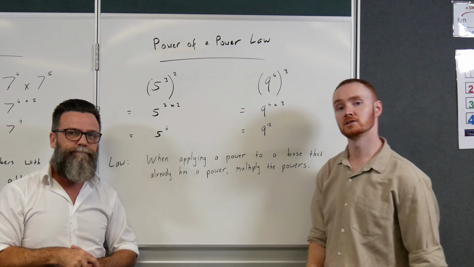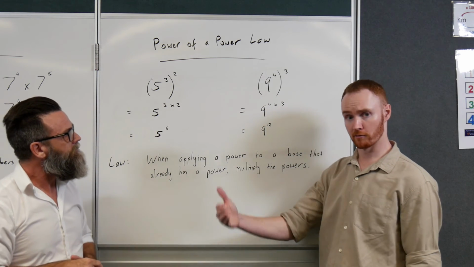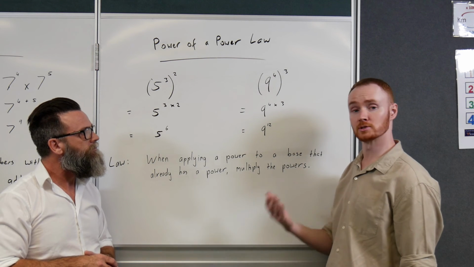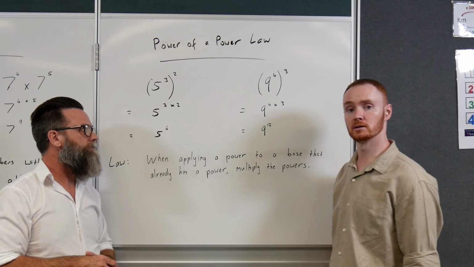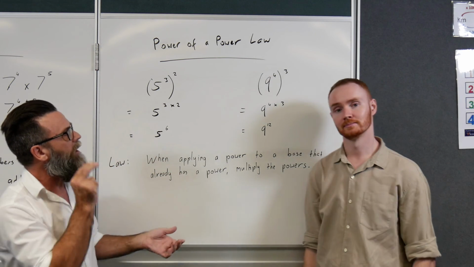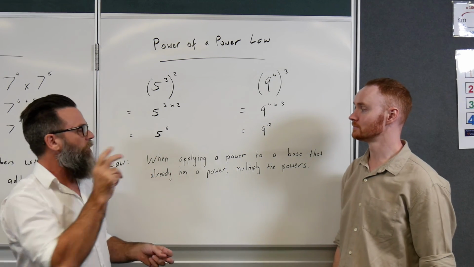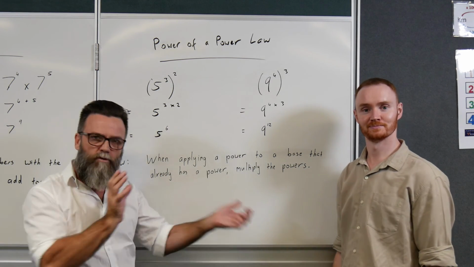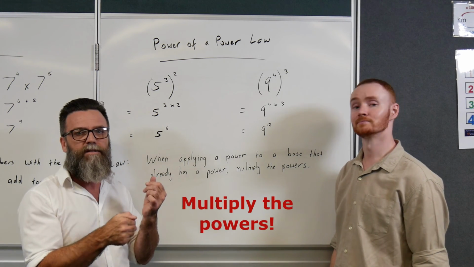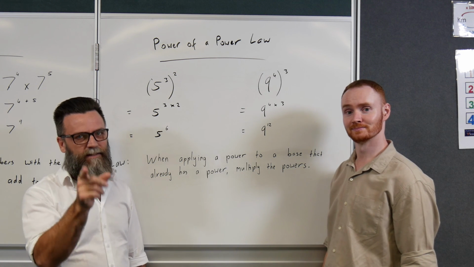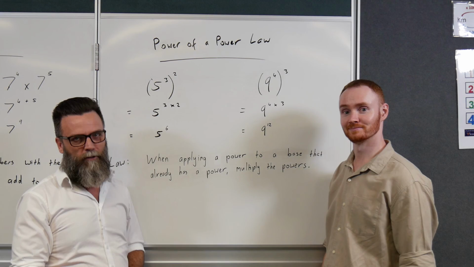Second one here, we've got 9 to the power of 4 to the power of 3. We take the two powers and we multiply them together. 4 times 3 equals 12, giving me 9 to the power of 12. As simple as that. Anytime we're applying a power to a base that already has a power, we simply multiply the two powers together. Multiply the indices, leave the base the same, and there's our final answer. That's it. Ladies and gents, I hope you can now do all of those index laws.